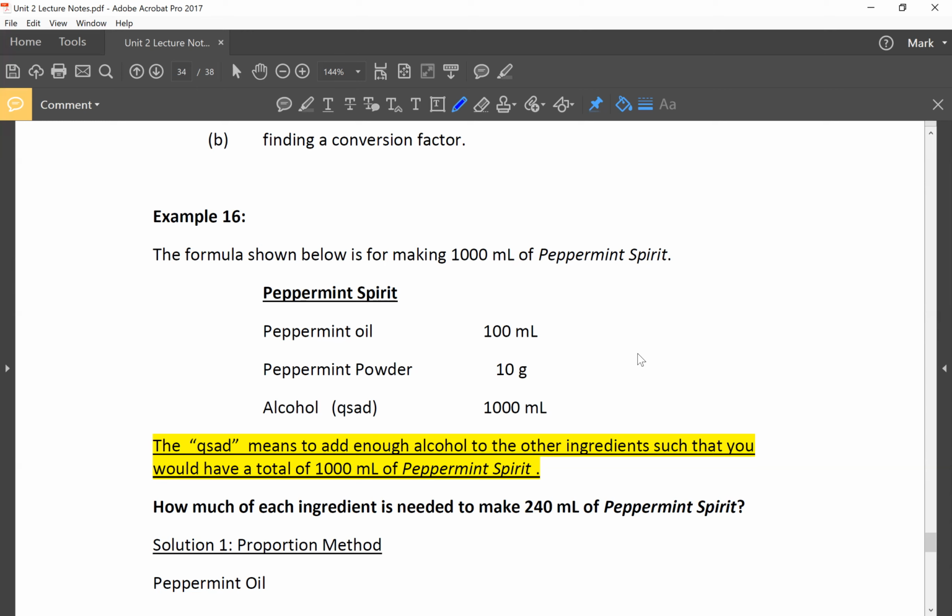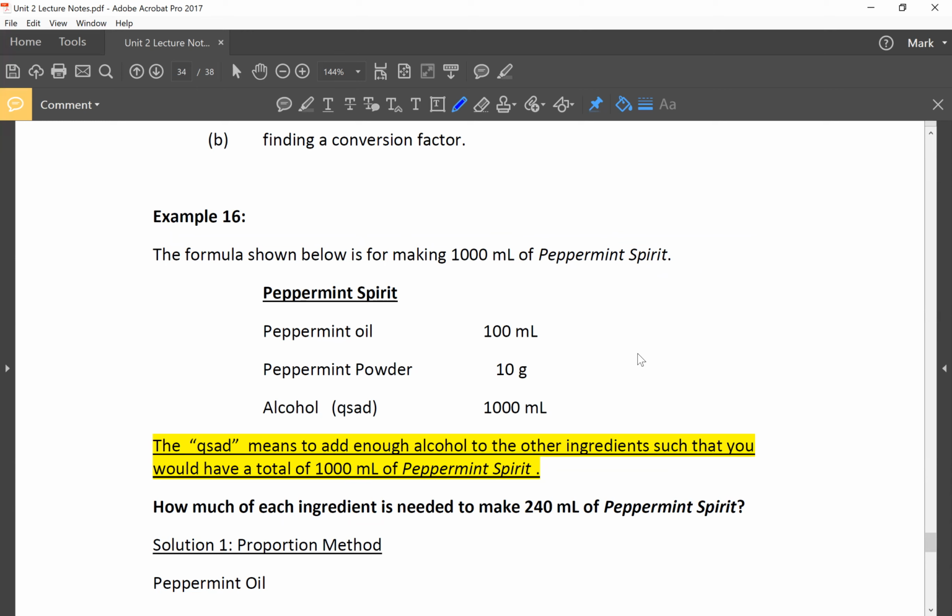So what is QSAD? I had to look it up, because any grouping of letters like this, in math or pharmacy, is typically from Latin. And I certainly don't remember any Latin. QSAD stands for quantum sufficient. I'm not saying that right. It's like quantum sufficient add. This means as much as sufficient.